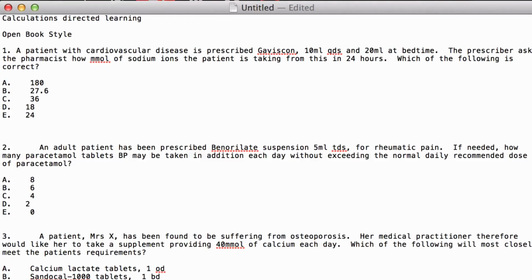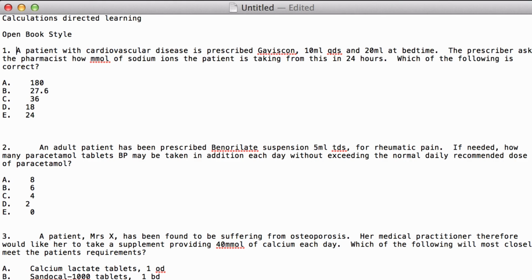A patient with CVD is prescribed Gaviscon. What's in Gaviscon, guys? Sodium alginate. Yeah, what is sodium alginate? It floats to the top of the stomach. What else has it got in it? Magnesium. Yeah, so it's got aluminum salts which bind to acids, which neutralize it in the stomach.